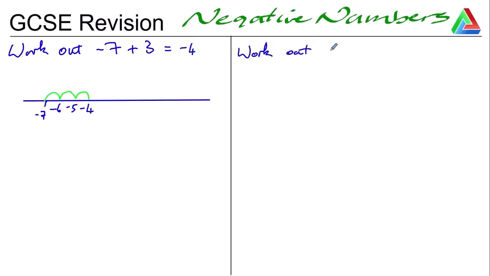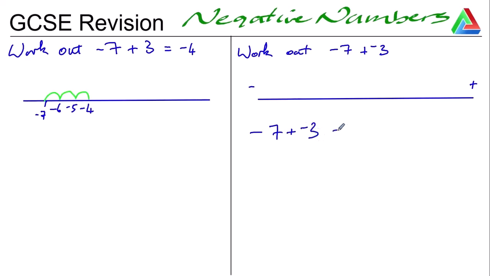Or you could get, work out negative 7 plus negative 3. Again, we draw a number line. We're starting at negative 7 and we know from previously that negative 7 plus negative 3 is exactly the same as negative 7 take away 3. So negative 7 take off 3. 1, 2, 3. Put the numbers in. And we end up at negative 10.